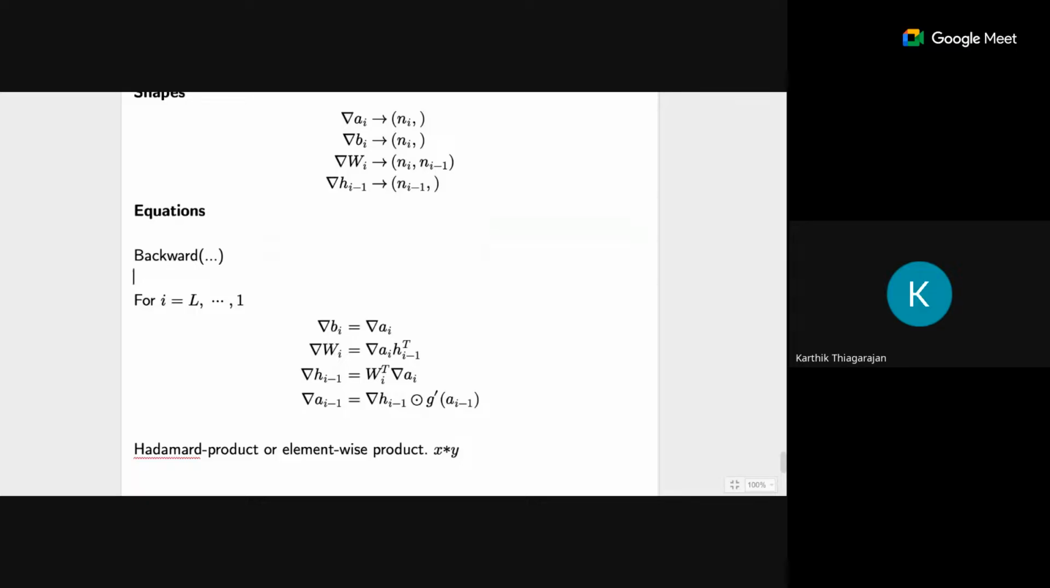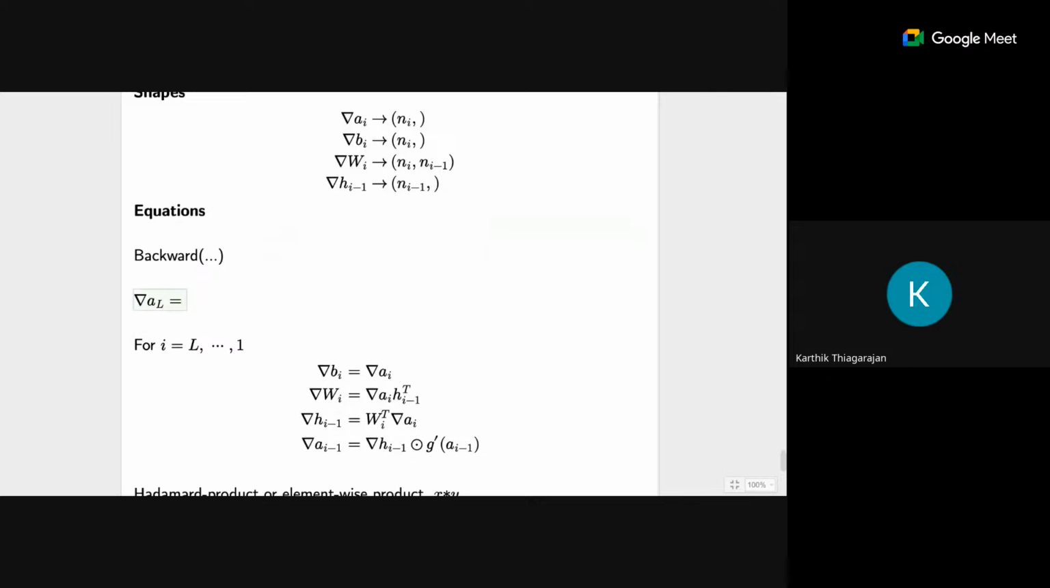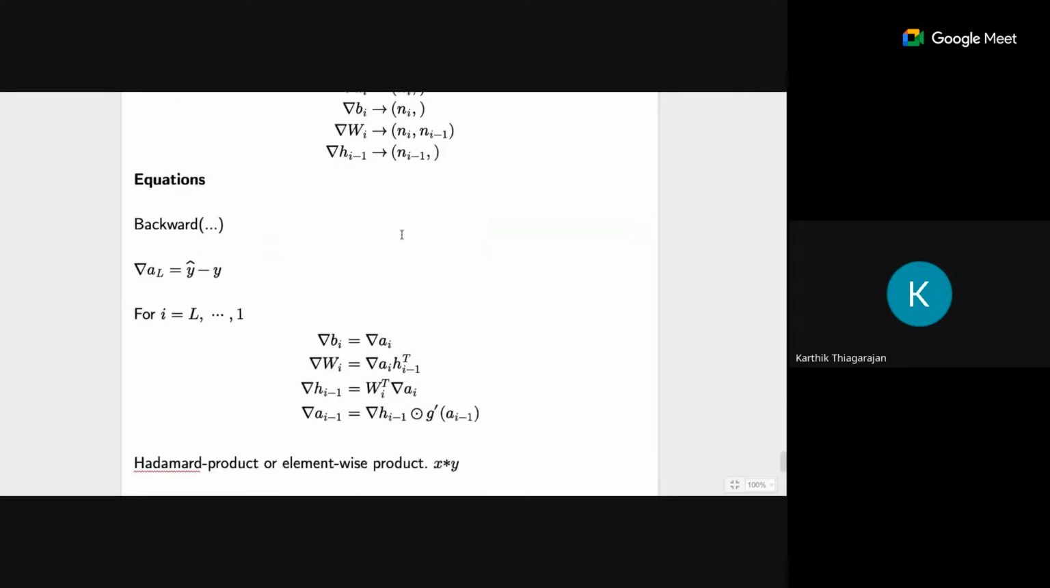First thing you will compute is this one, a_L. And what is this? You must remember this part. What did we compute this to be? For both regression and classification, this turns out to be y hat minus y. Okay. So once you have a_L, I can start. b_L will be just a_L. W_L will just be a_L into h_{L-1} transpose. And then I can go to the previous layer, right? So h_{L-1}. Once I have h_{L-1}, I can go back to a_{L-1}. And then I can repeat the whole process.